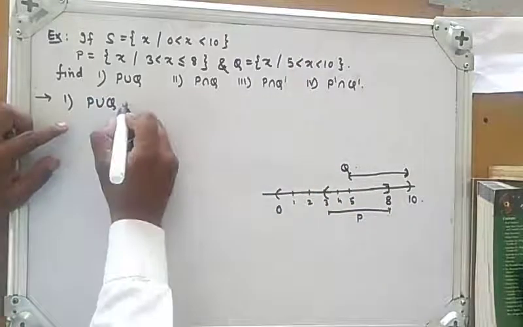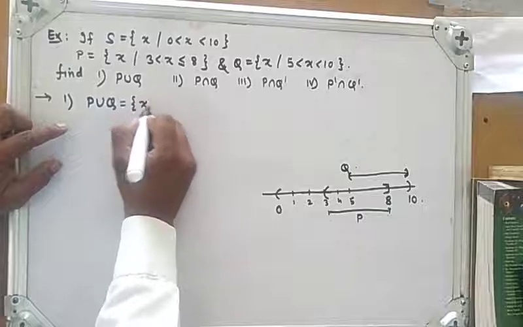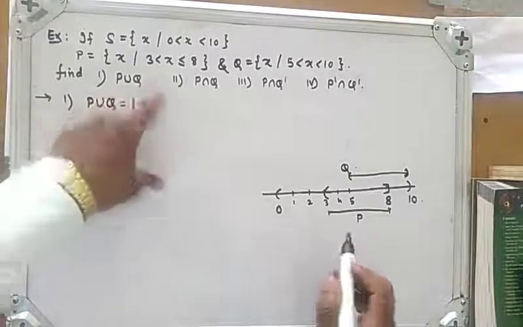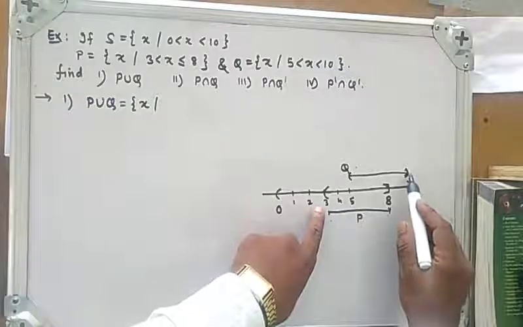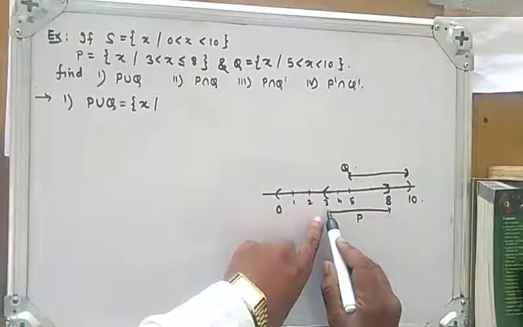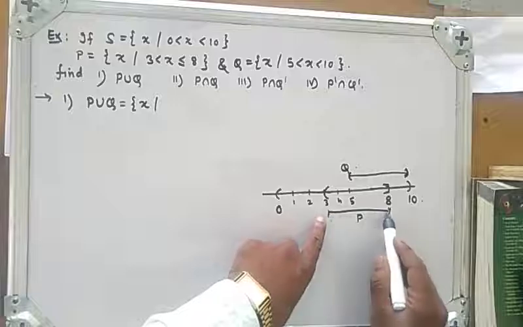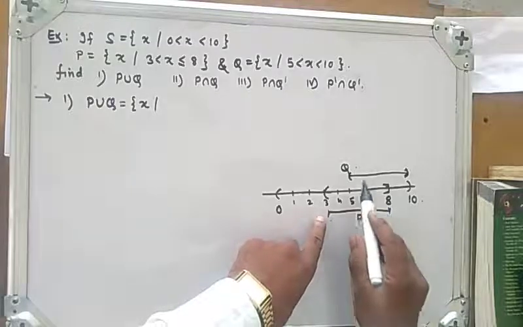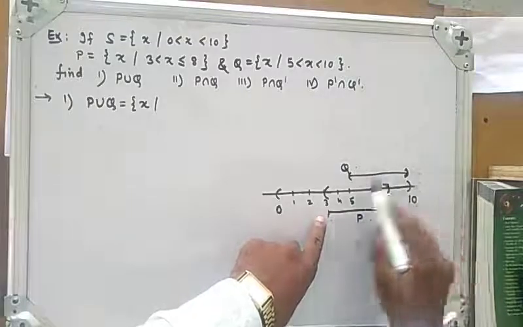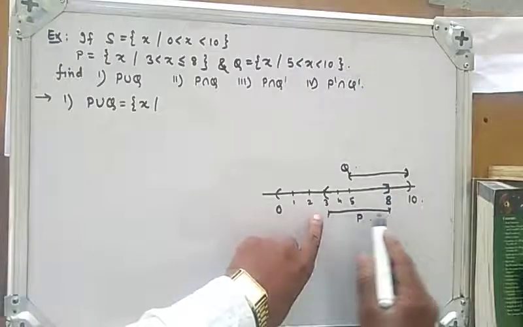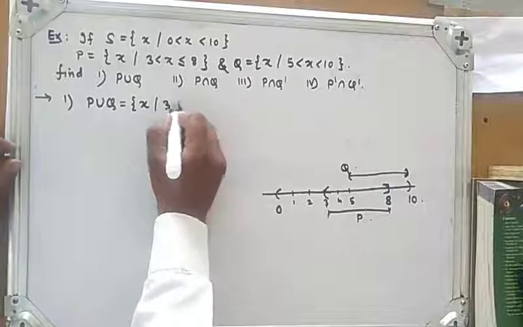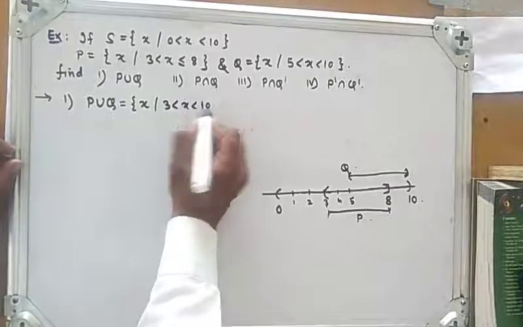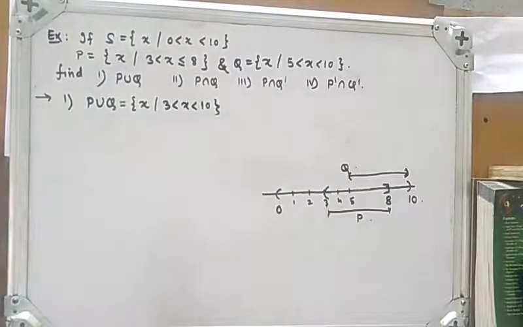So P union Q is equal to the set of X such that the points start from 3 and end at 10, because here the union is from 3 to 8. This is the P event and 5 to 10 is the Q event. Then their union will be from 3 to 10. So 3 less than X less than 10. So this is P union Q.